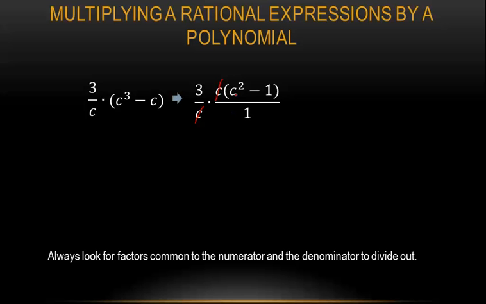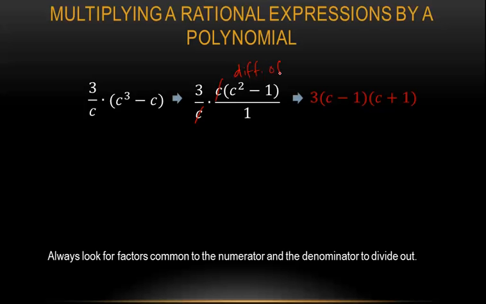We cannot cancel out terms, things that are connected by addition and subtraction. I saw that in the last section, but make sure you're only canceling out factors, not terms. The resulting answer will be 3 times, oh, where did that come from? Oh yeah, this c squared minus 1 is a difference of 2 squares.